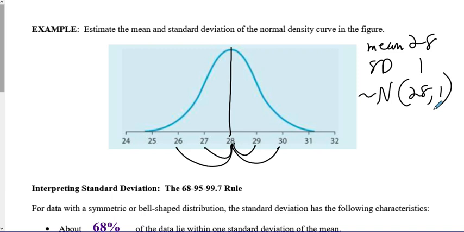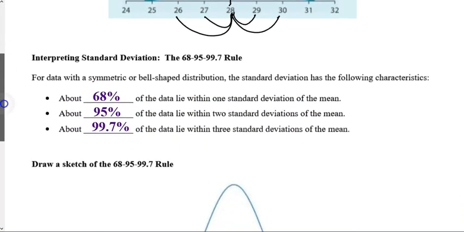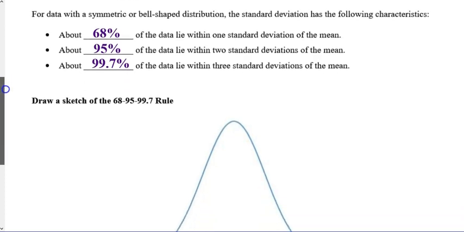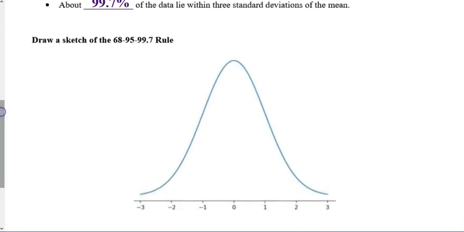All right. This should also be familiar. The 68, 95, 99.7 rule. It says if you have a symmetric or bell-shaped distribution, 68% of the population should be within 1 standard deviation, 95 within 2, and 99.7 within 3.